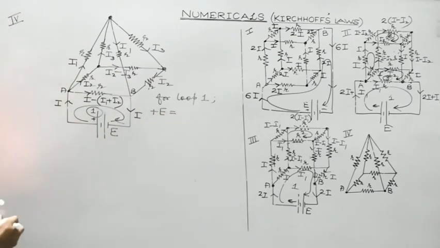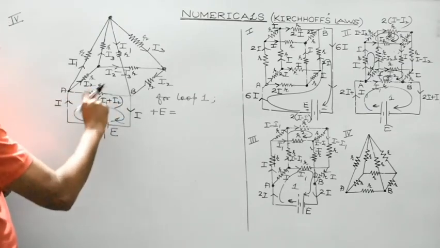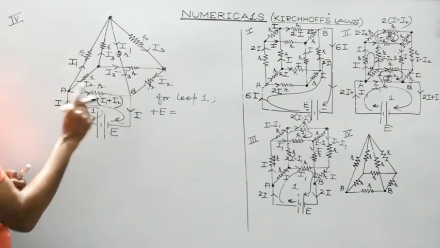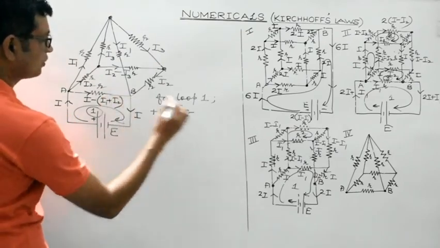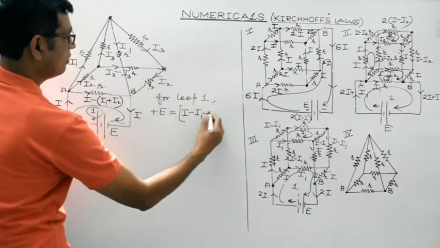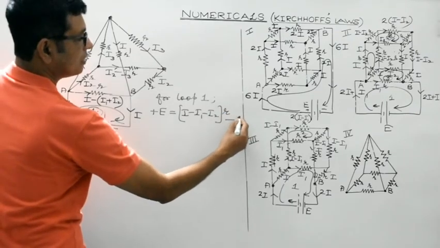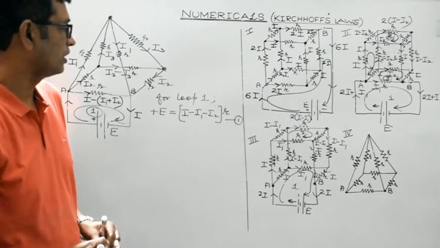It is equal to summation of IR. Only resistance is this one. So here the current is flowing in the same direction as that of the measurement of the loop. Therefore, this current is to be taken as positive. So what you get is I, just open this bracket, minus I1 minus I2 multiplied by small r. This is equation number 1. Right, students? Consider it to be equation number 1.